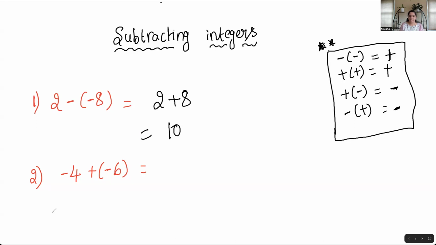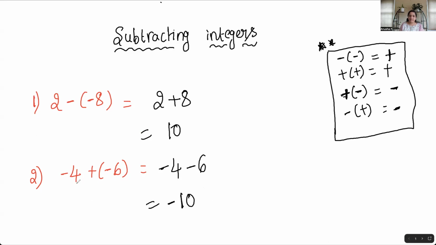Okay. Now, in the second example, minus 4 plus minus 6. So, when you have plus and minus next to each other, from this table, make it minus 6. Okay. So, when you have same signs, add the two numbers. 4 plus 6 is 10. When you have same signs, just add the two numbers and keep the same sign. So minus 4 minus 6 will become minus 10.